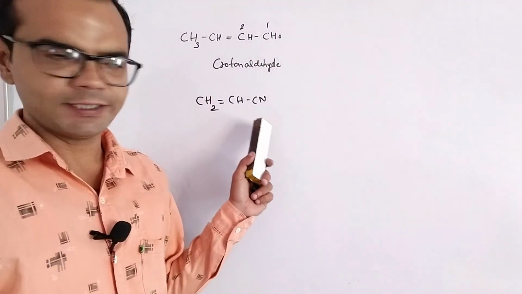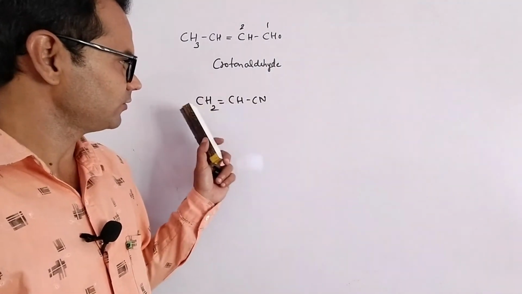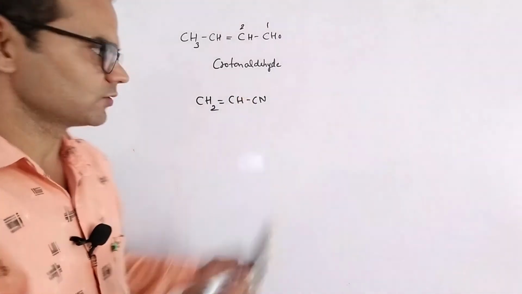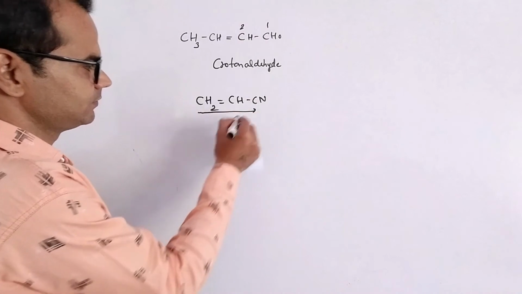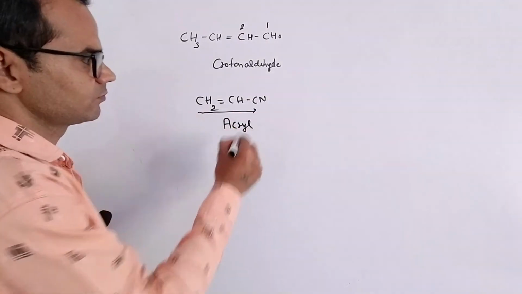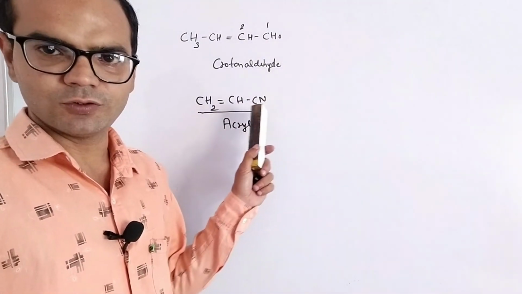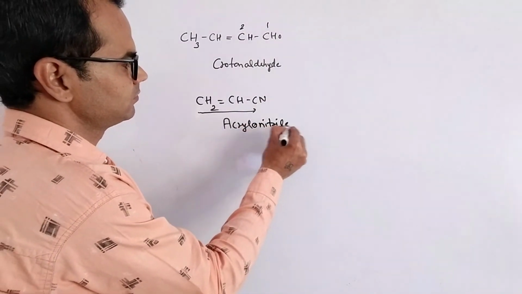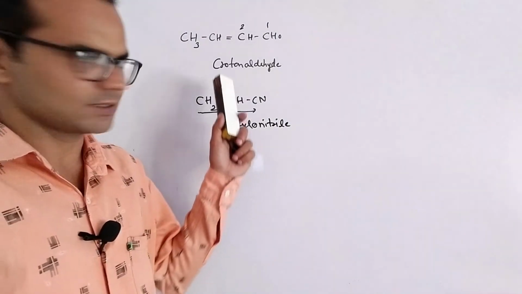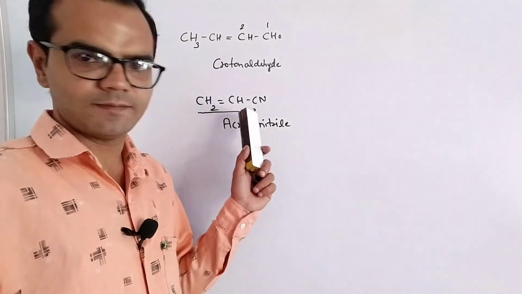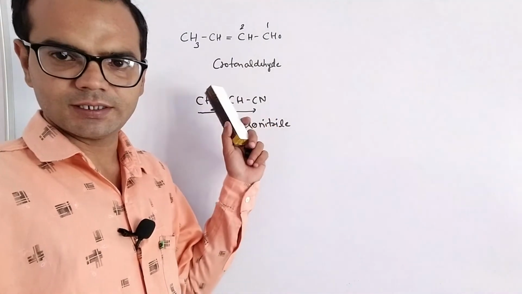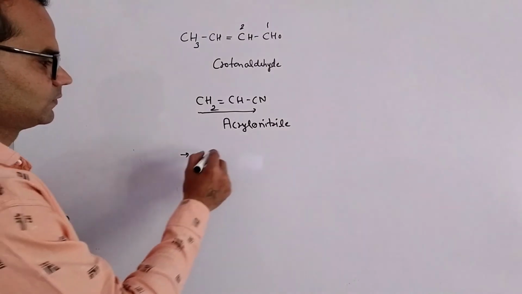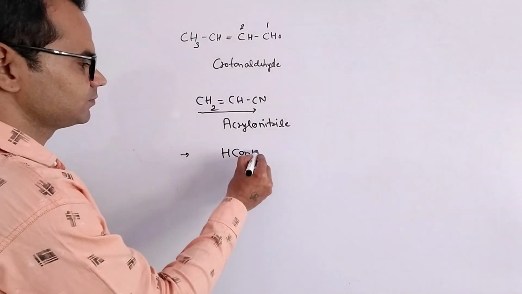Again we have an unsaturated radical. Just count the carbon. We now have 3 carbons plus 1 double bond at the second position. So this is acryl, and the suffix of CN is o-nitrile. So this is acrylonitrile. Right? So these are the ways to write the common names of functional groups having carbon. Let's solve some more examples also.